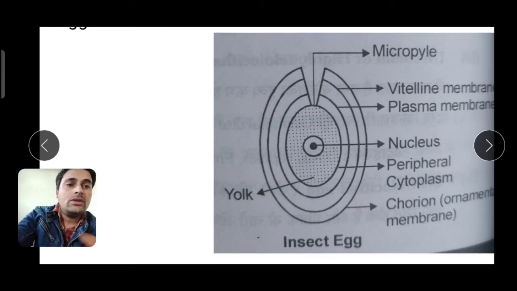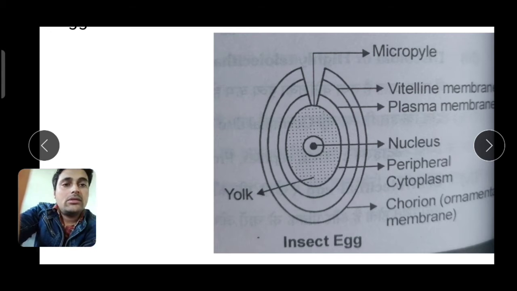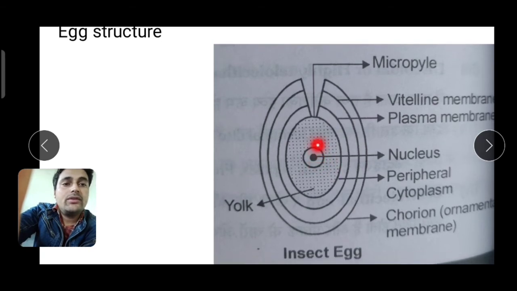If you talk about cytoplasm, it has two types. One is central cytoplasm, which will have a nucleus in it, while peripheral cytoplasm will be found in the periphery of your insect egg. Between these areas, your yolk will be found. That's why we call it a centrolecithal egg. Insect egg is centrolecithal, and yolk is in very high amount. That's why we call it a megalecithal egg.